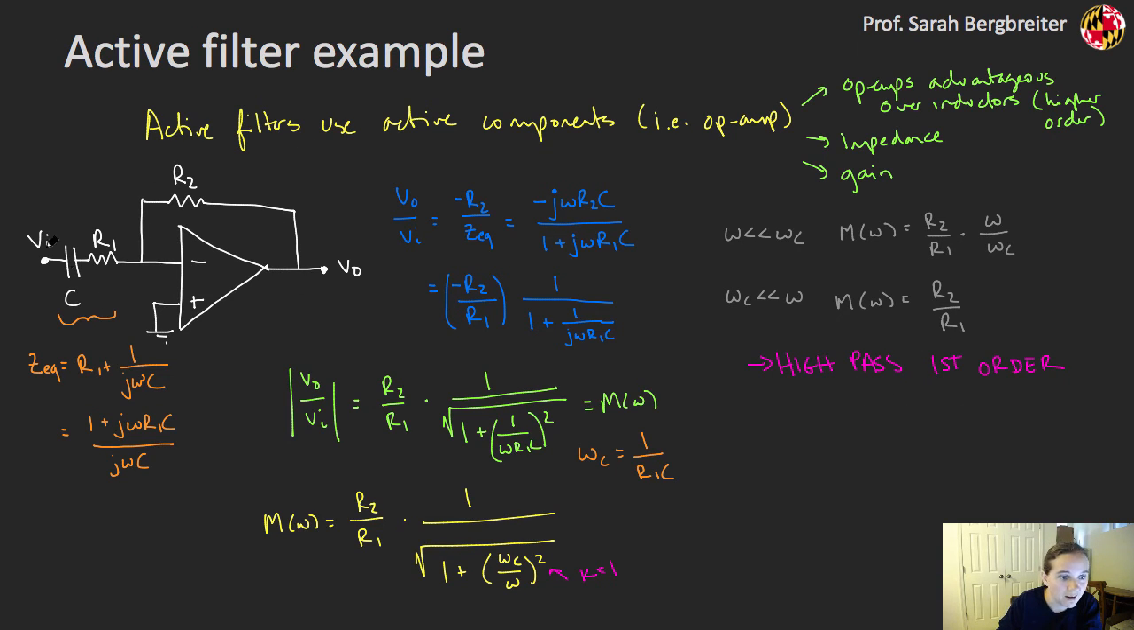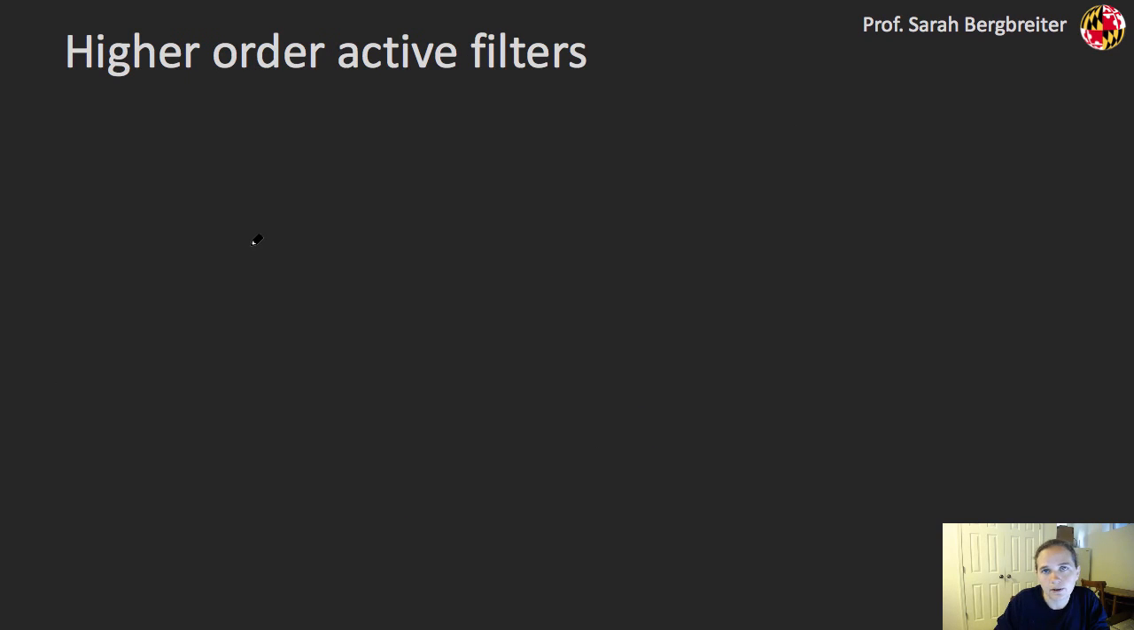So this op-amp circuit right here with these reactive components like a capacitor is giving me both a gain, this R2 over R1 term, and the filtering that I might want. So this is a very common topology for a first order high pass active filter. I'm not limited to first order filters for my active filters. I can also have higher order filters using op-amps as well.